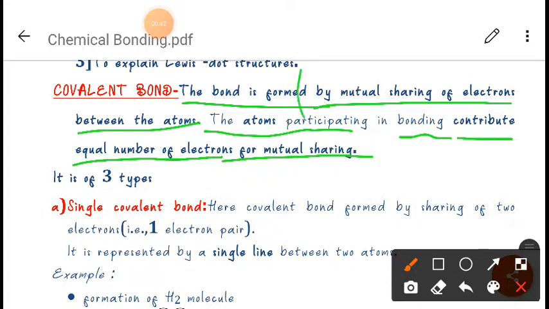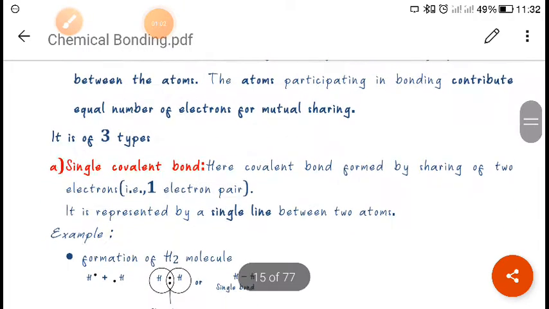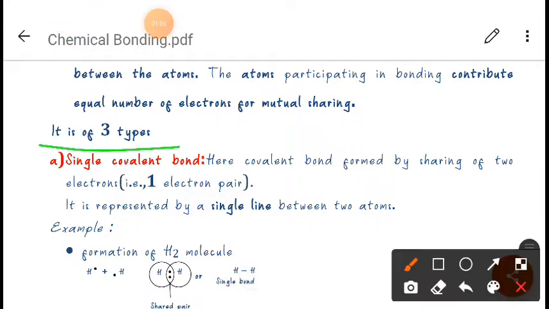Suppose one electron is shared. If we are talking about these two atoms, and they are sharing an equal number of electrons and forming a bond here, then it is called a covalent bond. So a covalent bond is formed by the mutual sharing of electrons. Now, covalent bonds are basically of three types: single covalent bond, double covalent bond, and triple covalent bond.